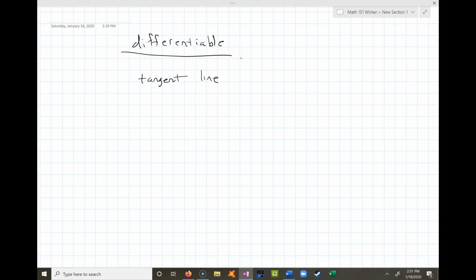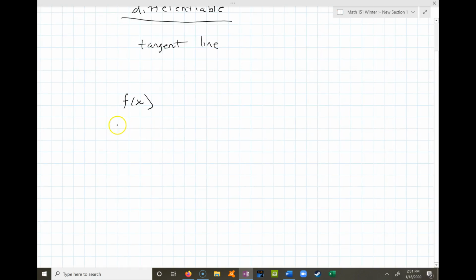So when we ask is something differentiable, that means can you take the derivative of it? So if I'm thinking about a function and I want to know whether it's differentiable or not, there's two things that'll make it not differentiable. A function f of x is not differentiable, first of all, if it's undefined or there's a discontinuity.